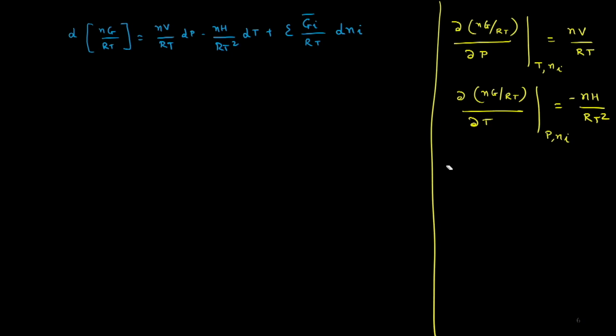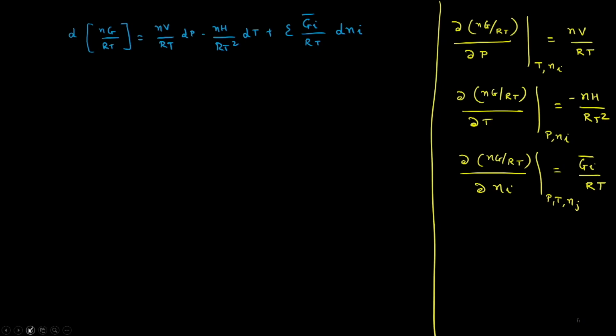And finally, the derivative of nG over RT with respect to n_i, when I hold the temperature, pressure, and all the n_j that are not equal to i constant, will be G_i bar by RT, which essentially is the definition for the partial molar Gibbs free energy anyway. So these are the three derivatives one can easily write looking at this equation.